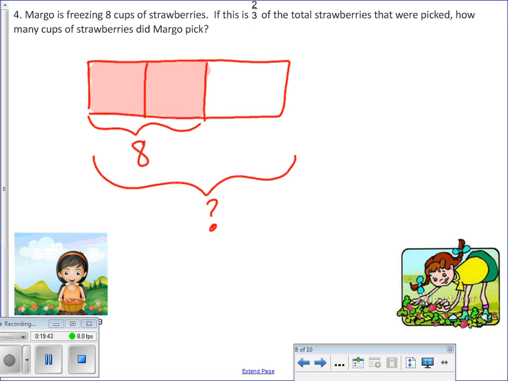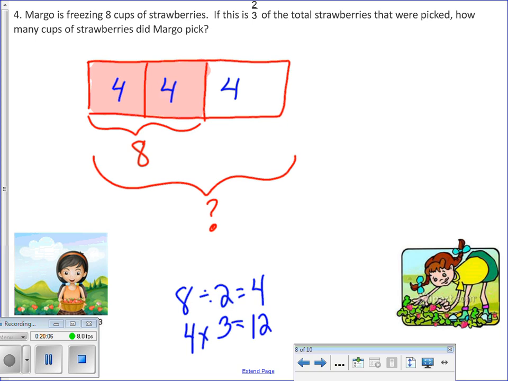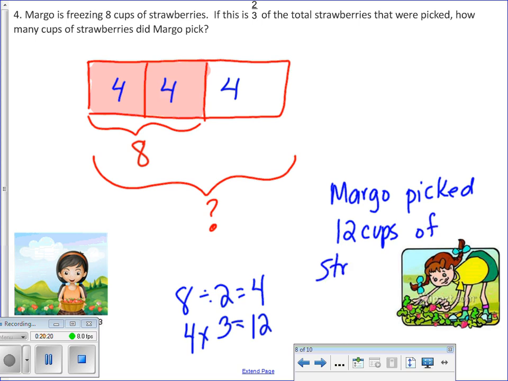So what is my constant? So if the 2/3 equals 8, what is our constant? 4. So we did 8 divided by 2 equals 4. Now we have to take our 4 and multiply it by 3 to get our total. So Margot picked 12 cups of strawberries. Yummy.